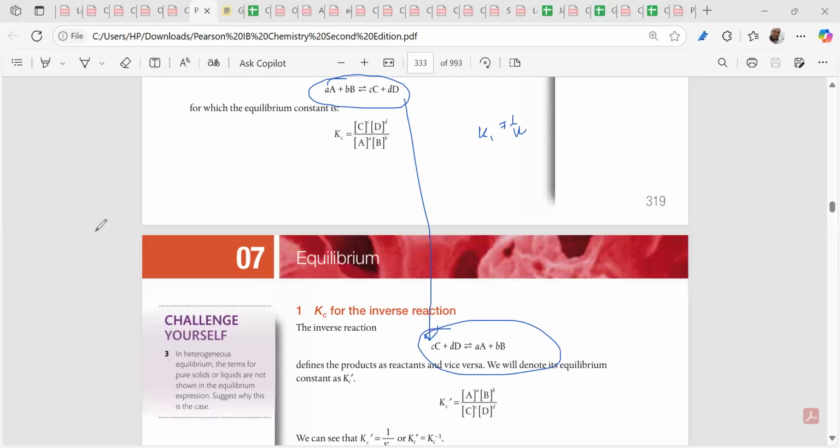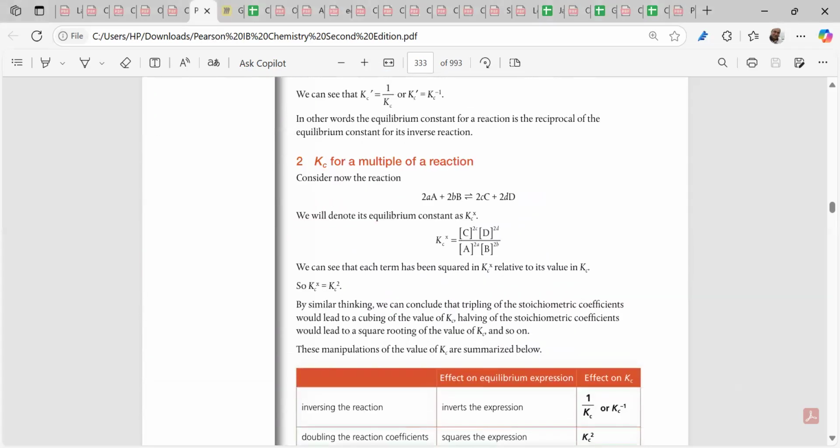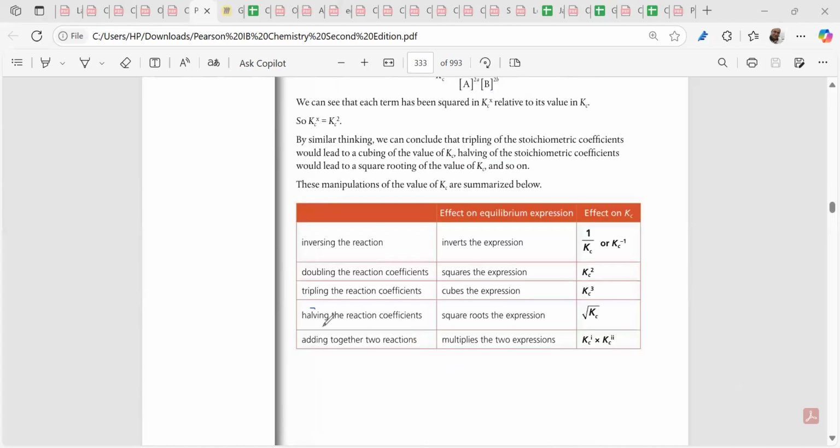Now, if you have the same reaction but the stoichiometry is doubled, you don't have to calculate the new Kc. It will be what? The new Kc will be Kc squared, right? Is it clear to you? Now, if you have a reaction where the stoichiometry is halved, this is very important. Halving the stoichiometry gives the square root of Kc, right? Clear? Did you get my point?